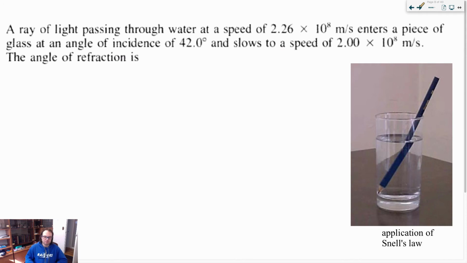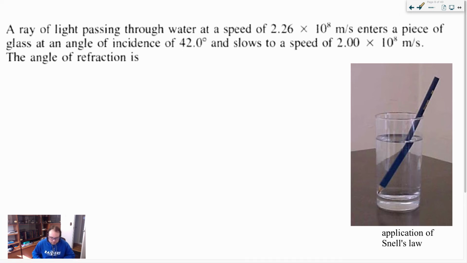Let's take a look at my second question now. It says a ray of light passing through water at a speed of 2.26 times 10 to the 8 meters per second enters a piece of glass at an angle of 42 degrees and slows to a speed of 2.8 times 10 to the 8 meters per second. What is the angle of refraction?